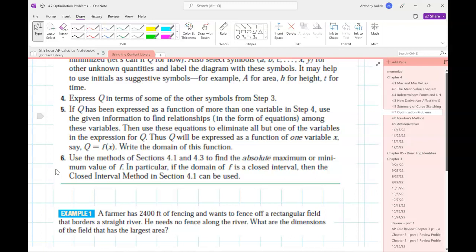So just like we did in a lot of these related rate problems where we had to eliminate the radius or the height or something in some of these cone problems, we made similar triangles. You guys remember doing that? Same sort of tricks we'll use here. And then step 6 would be to use the methods of sections 4.1 and 4.3 to find the absolute maximum or minimum value of f. In particular, if the domain of f is a closed interval, then the closed interval method in section 4.1 can be used, i.e. you also have to check the endpoints in addition to any critical values.